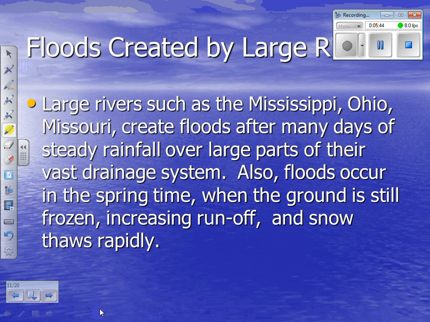Floods created by large rivers. Large rivers such as the Mississippi, Ohio, and Missouri create floods after many days of steady rainfall over large parts of their vast drainage system. Also, floods occur in the springtime when the ground is still frozen, increasing runoff, and snow thaws rapidly.